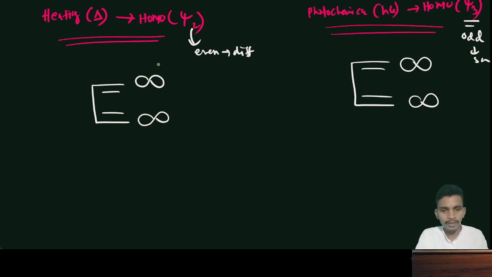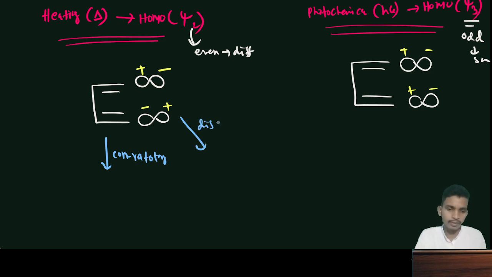So how will we make that? If it is positive and negative, then this is different, so this will have the negative and this will have the positive. But for this case, odd, so same sign. So if it is positive and negative, then this also has to be positive and negative. Now we will do conrotatory and disrotatory. One we will do conrotatory, another we will do disrotatory.